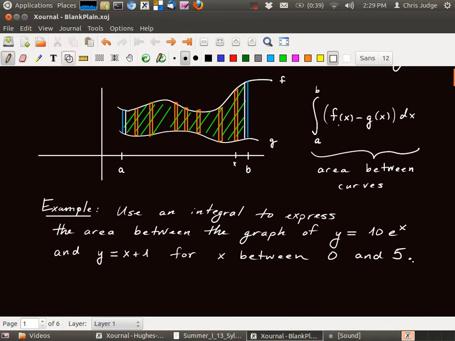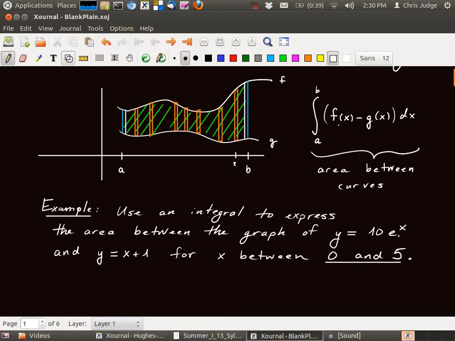Okay, so we want to use this basic idea. Again, we have two graphs. One is given by 10 times e to the x, and one is given by x plus 1. Now we first have to figure out which one is the larger function, and we have to do so over this interval 0 to 5. Well, this is an exponential function. At 0, the value is 10. At 0, the value here is 1. So at the beginning, at least, 10 times e to the x is larger than x plus 1.